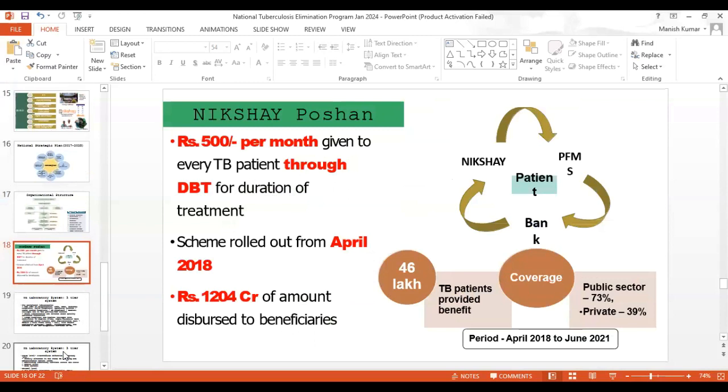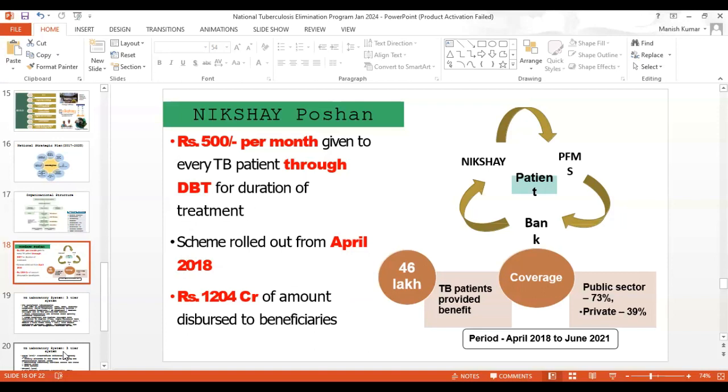So I have talked briefly about NIKSHAY Poshan Yojana. As I said, this is towards taking care of the nutritional need of the patient. So 500 per month is given to every TB patient through DBT. They will not be given anything in cash. This money will be transferred to their account.